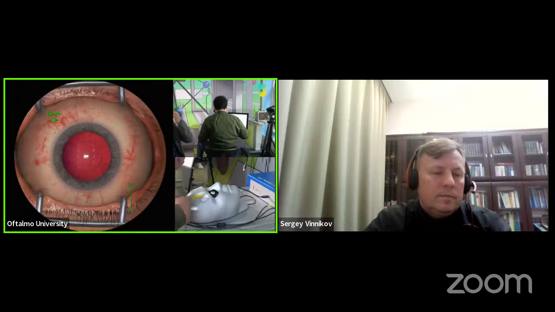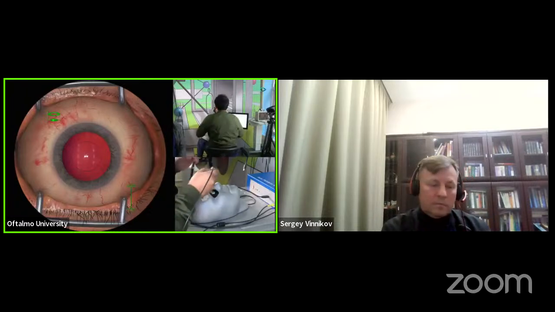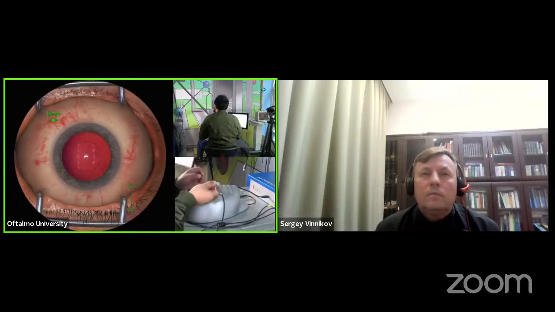Yes, he's going to do then a capsulorhexis that already has a guiding element. The flap is already done.